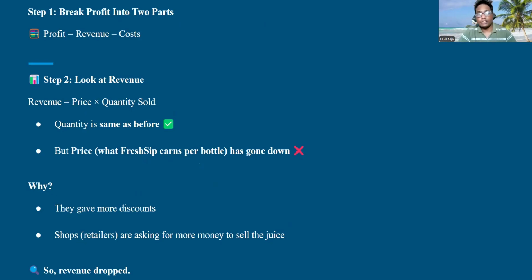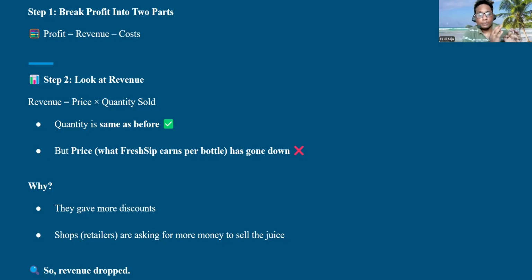Second step, look at the revenue. So we have broken the profit into two things, right? One is revenue and second one is cost. First, let us look at revenue, and then we will go to cost in step three. So in step two, look at revenue. Revenue, as I said before, the formula of revenue is price into quantity sold, right? Quantity sold is nothing but how many bottles you are selling, and what is the price for them. Quantity is same as before. So there is no problem with quantity, right?